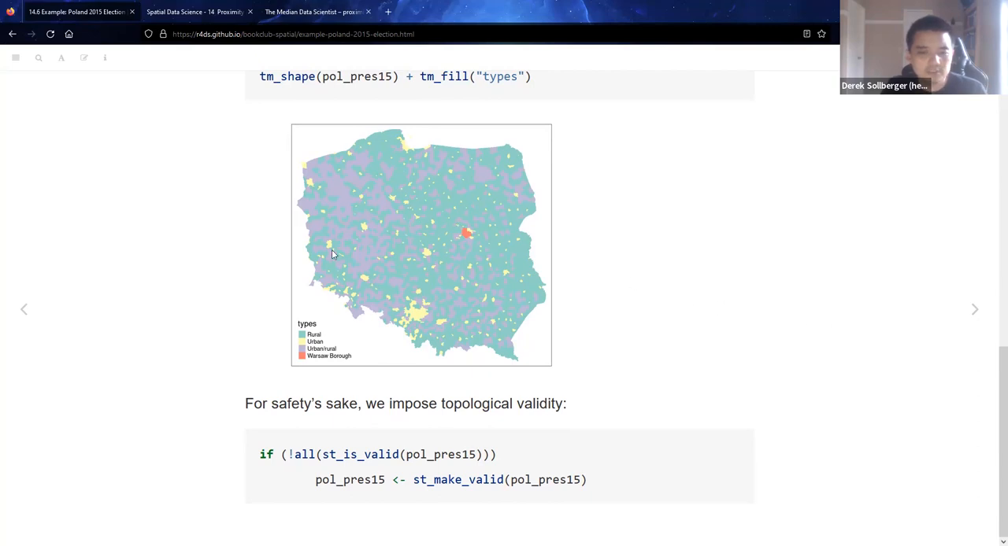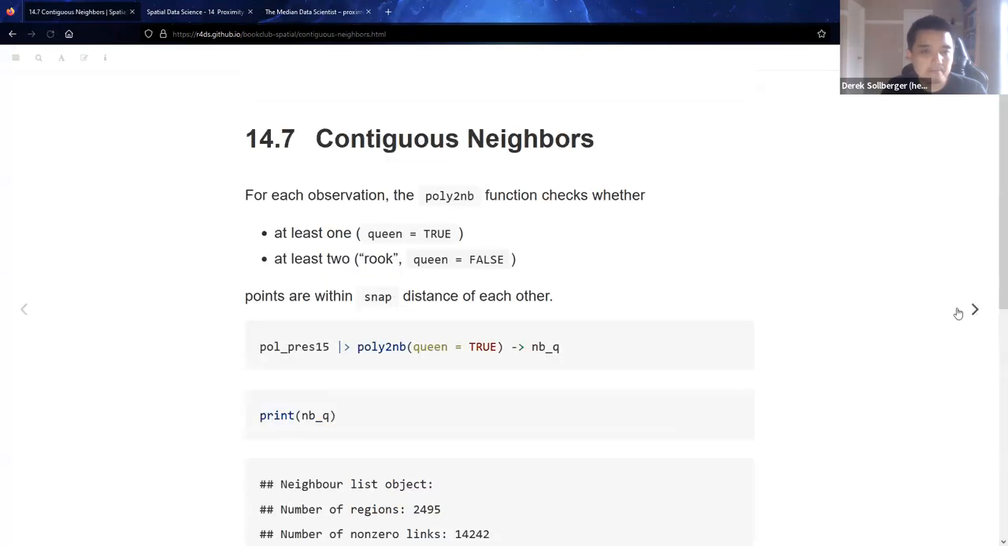So now what we're going to do is basically take the country of Poland, knowing that there are many villages and towns and cities, and try to describe who are neighbors. But there are multiple ways to do that. So going through the textbook sections, the first one was called contiguous neighbors. Namely, if the neighbors are right next to each other in some sense.